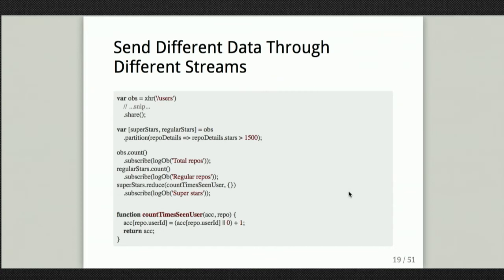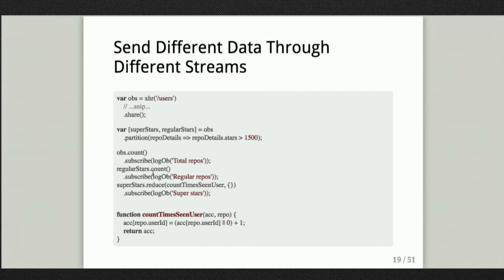Okay, so let's showcase something else Rx can do. We're not going to build on this, but it's just kind of a fun aside. You can branch off the data that you've got going through a stream, and you can say send this data to this stream and that data to that stream. What we've got here is this partition operator, and that's going to say send everybody who's got more than 1,500 stars on their repositories to one observable, and send all of the other ones to another observable. And that lets us do different things with that data.